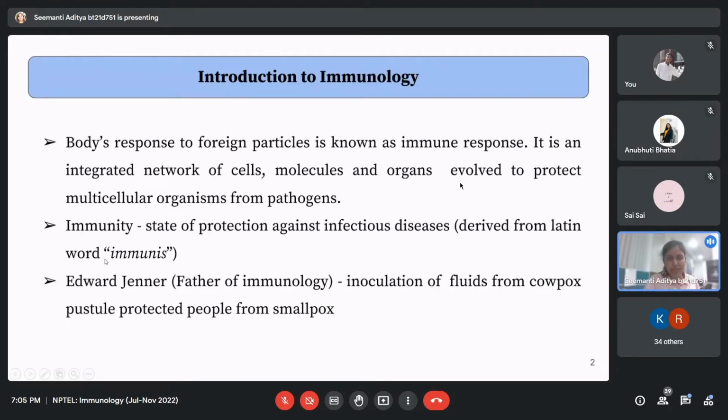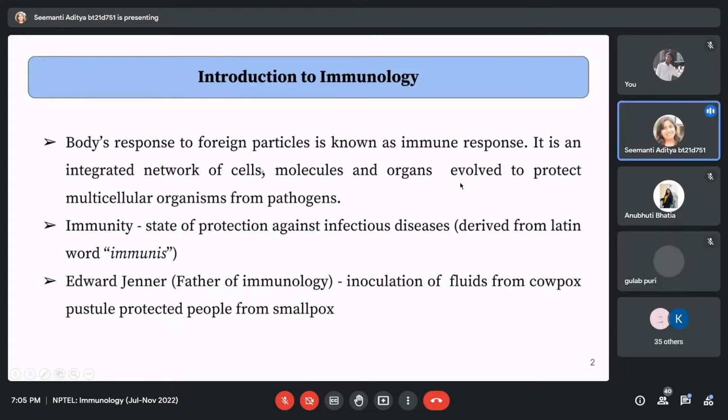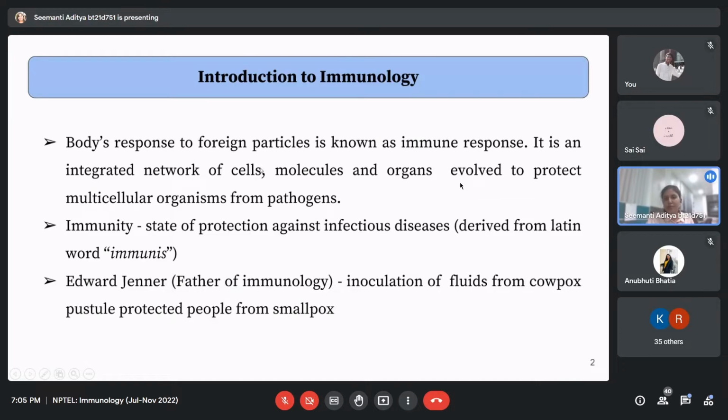So what is an immune response? Basically, the body's response to foreign particles is known as an immune response. This immune response is because of an integrated network of cells, molecules, and organs which evolved to protect multicellular organisms from pathogens. This kind of immune response confers a state of protection, which we call immunity.